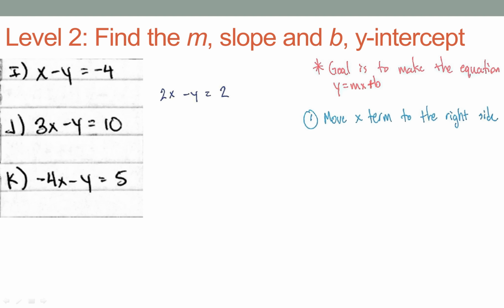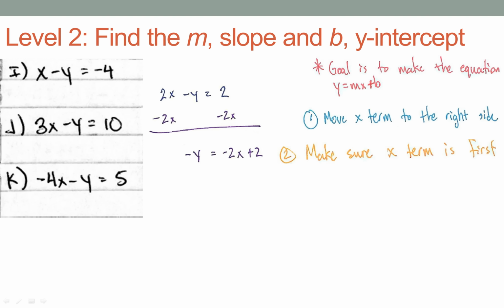So just as we did before, we're going to move the x term to the right side of the equal sign. Doing the opposite, I subtract 2x from each side. This is a constant. I cannot combine them, so make sure the x term is first. Negative y equals negative 2x plus 2.